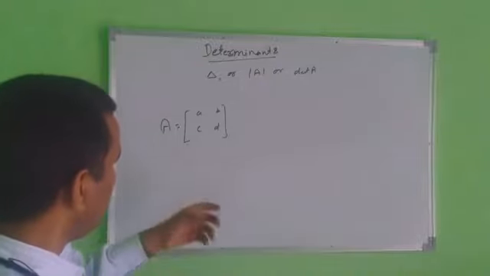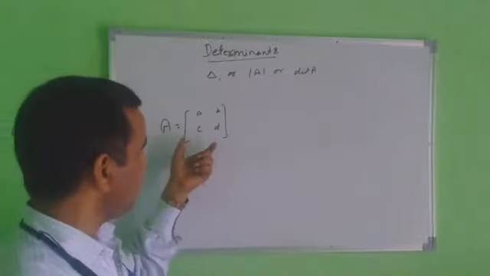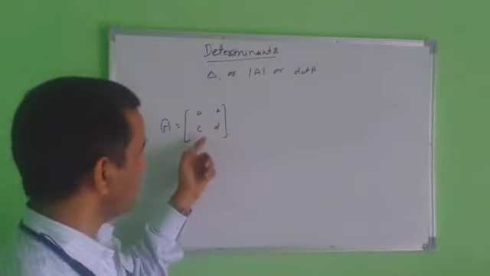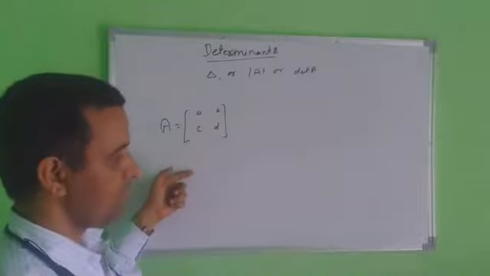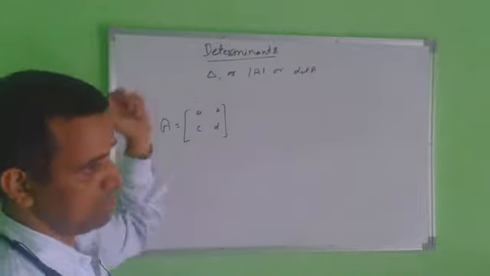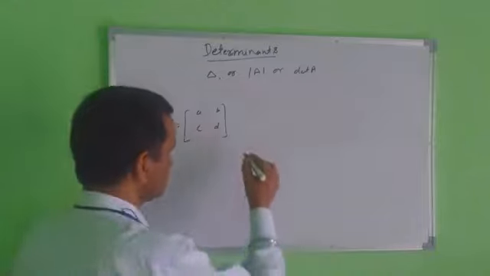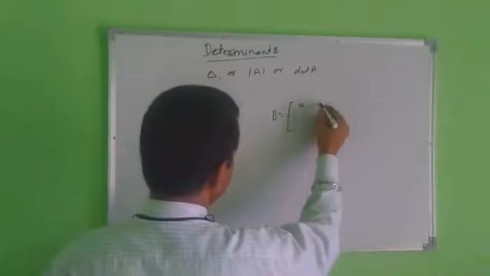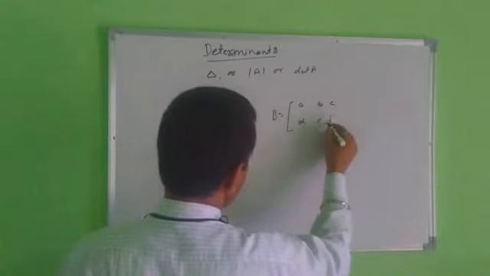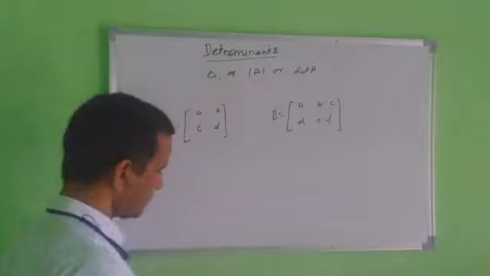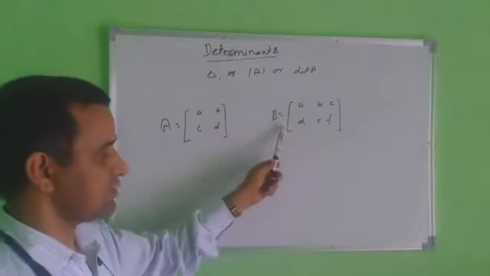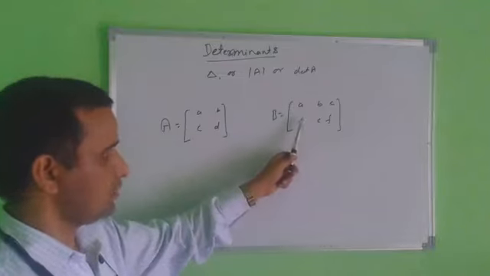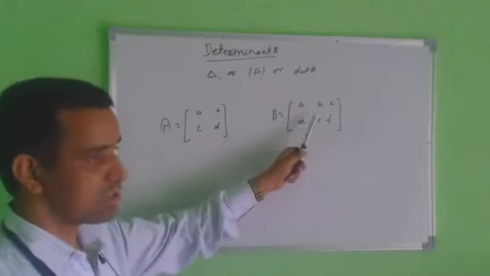Suppose you require the fixed value of this matrix. You will not find it directly in matrix form. When you convert this matrix into determinant form, then you can find the value of the determinant. Second, suppose any matrix B is given, and here we write A, B, C, D, E, F. Suppose you require the fixed value of this matrix also. You will not find it, because this is not a square matrix.